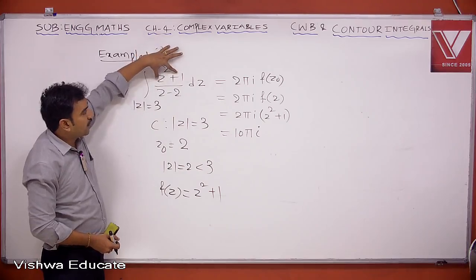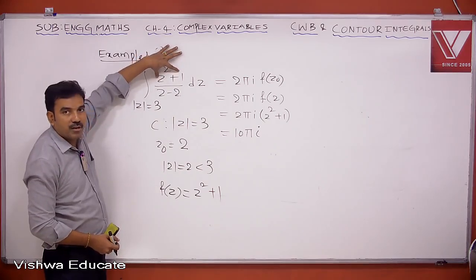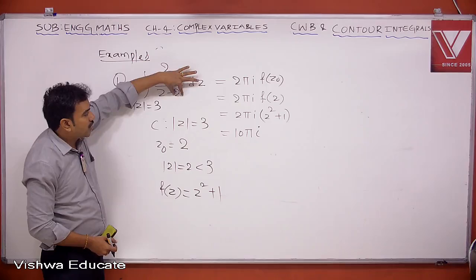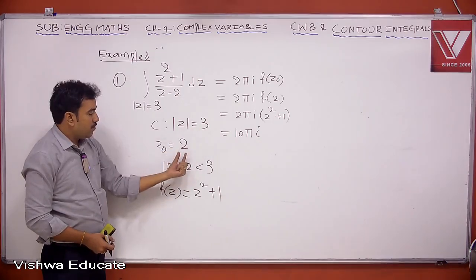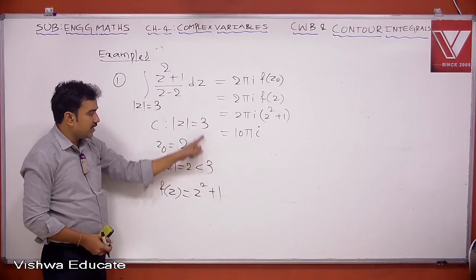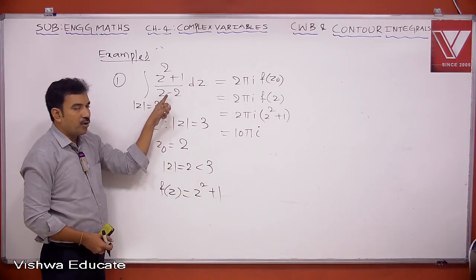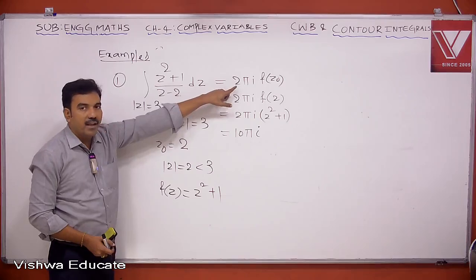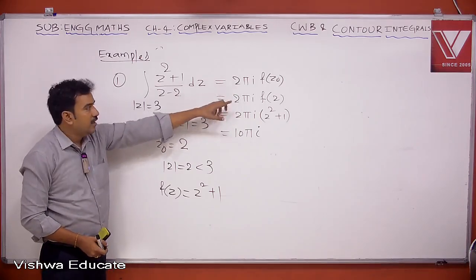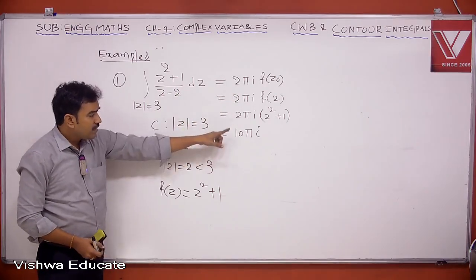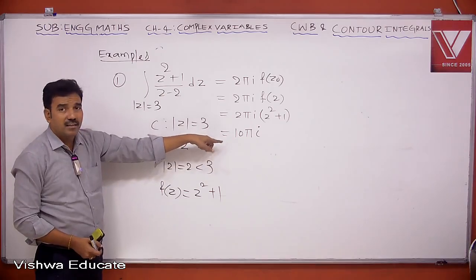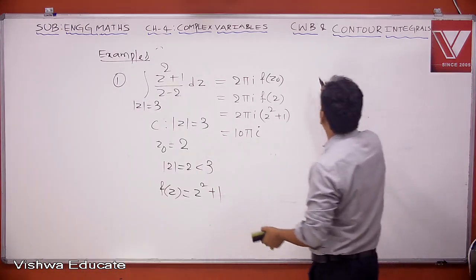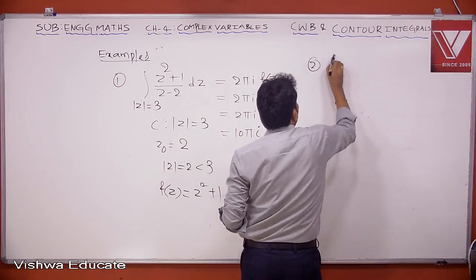So in this case, what is my f of z? Z square plus 1, numerator. And z0 is 2. Circle is this. Modulus of 2 is 2, 2 less than 3. So it is an interior point of this circle. So according to Cauchy's integral formula, this is 2 pi I times f of z0. So z0 means 2. Simplify this, you will get 10 pi I. Note this. Now let us move to example 2.